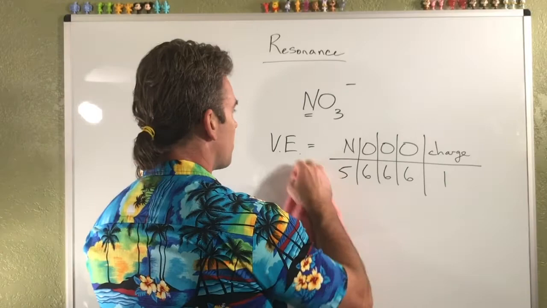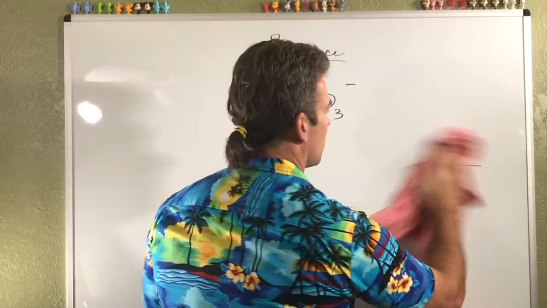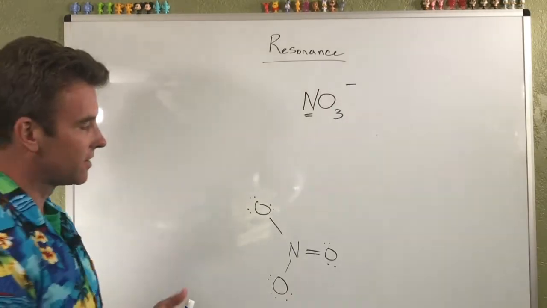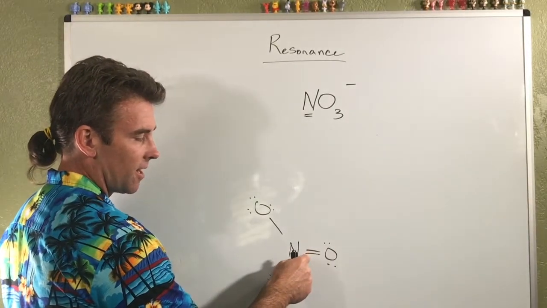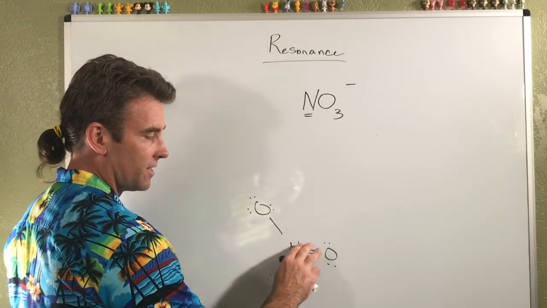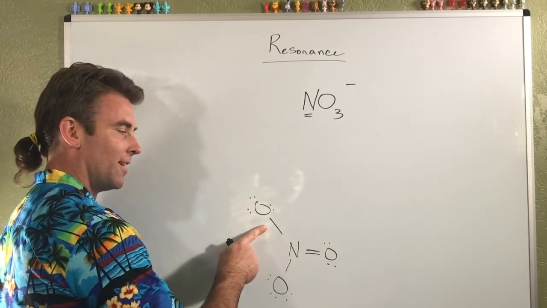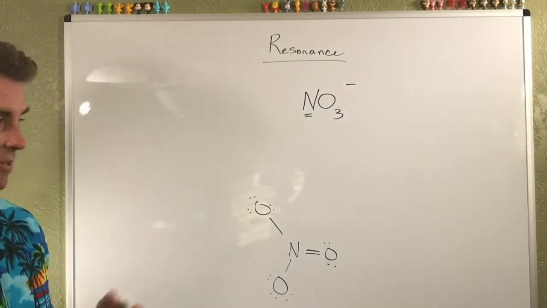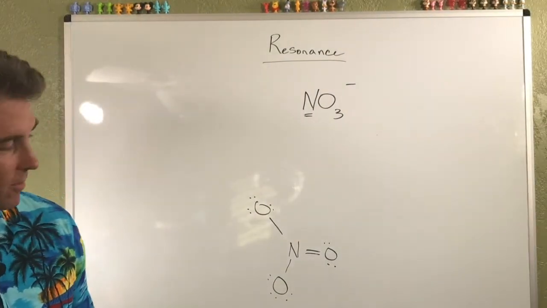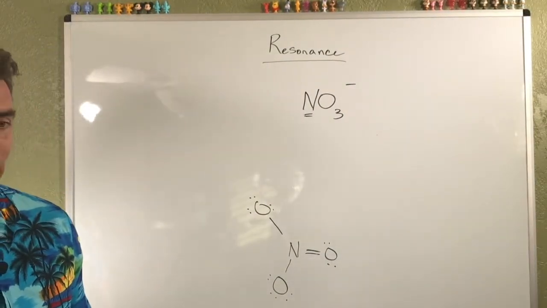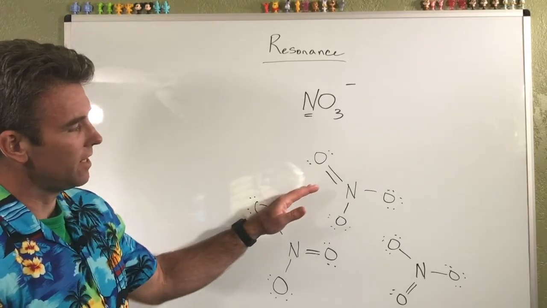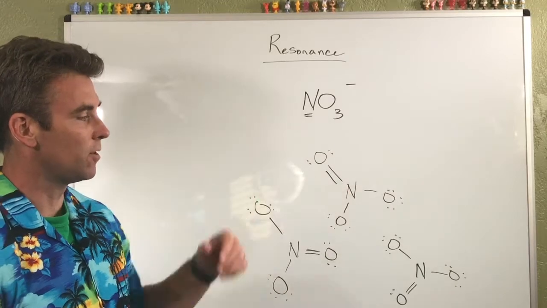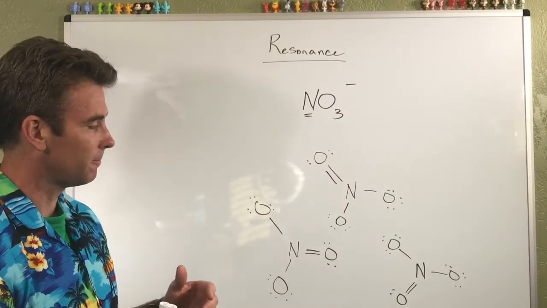But there's a little bit of a problem, because it turns out that instead of putting the double bond there, I could have also put it up here, or I could put it down there. That's perfectly valid. So let's write down all of those different examples, and we'll talk a little bit about them. Here are the 3 different answers that are all valid Lewis structures for NO3 minus, or nitrate.